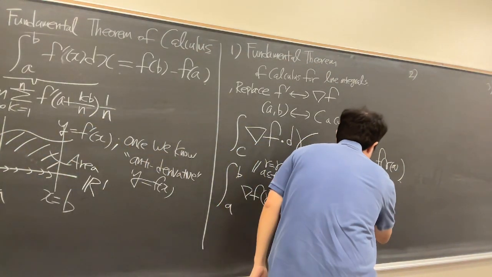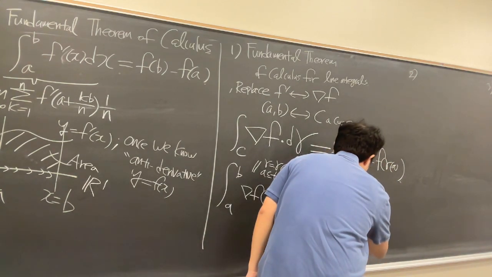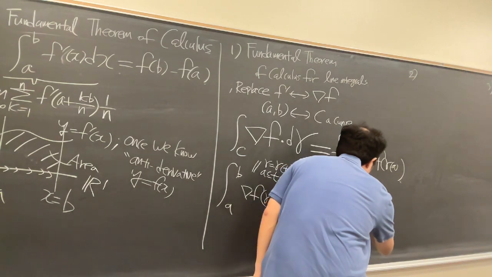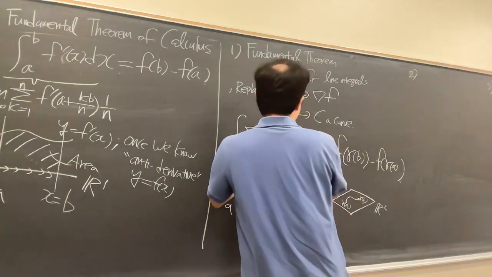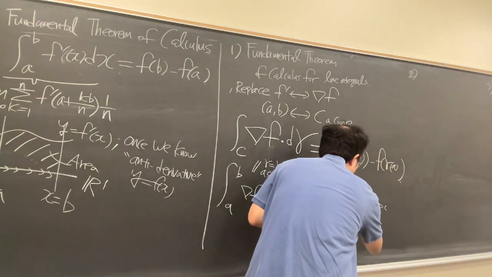Whereas now you have a sort of a line in R2. You have a curve passing through gamma A and gamma B. And for each point, you have a vector field, so that there are a bunch of arrows, something like this.